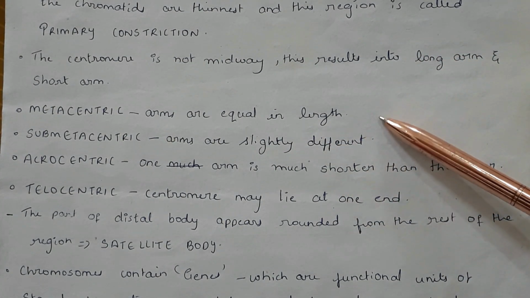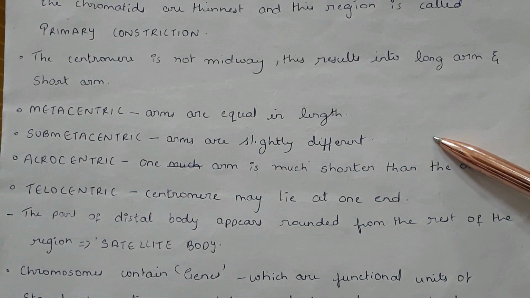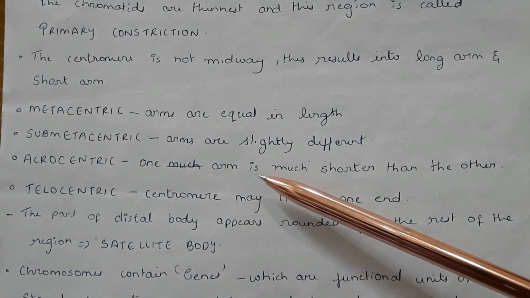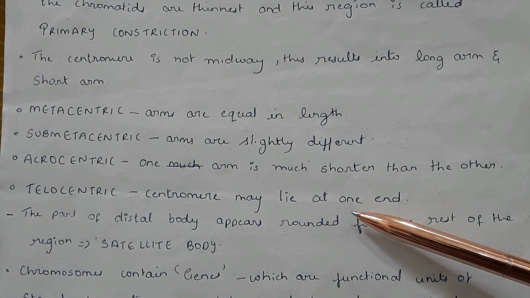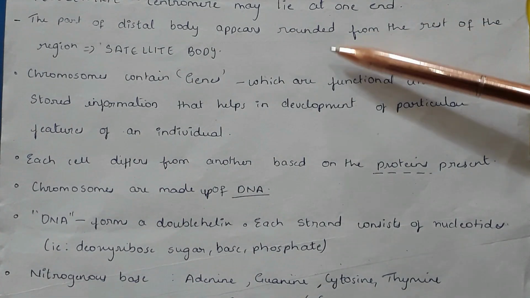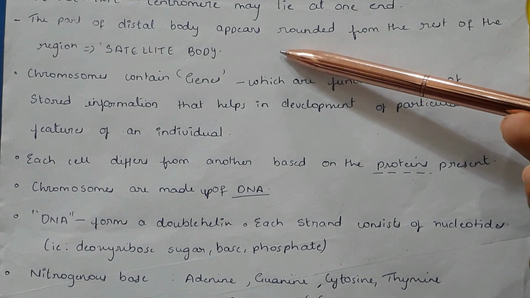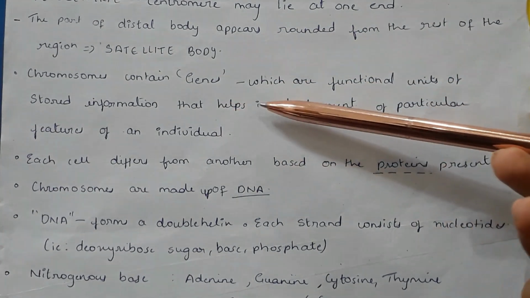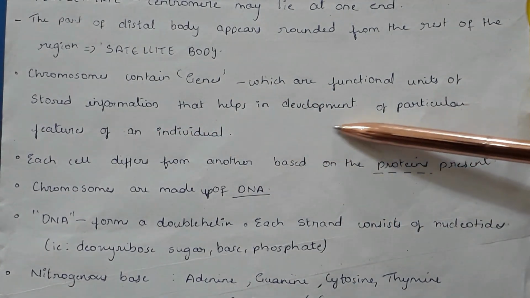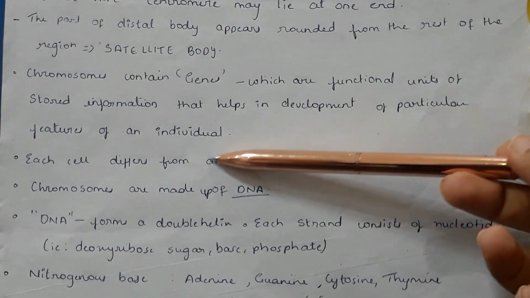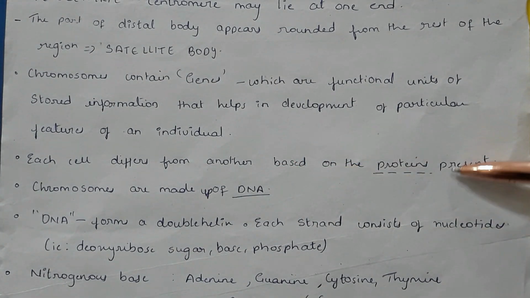Metacentric is when the arms are equal in length. Submetacentric is when the arms are slightly different in length. Acrocentric is when one arm is much shorter than the other. Telocentric is when the centromere lies at one end. The part of the distal body that appears rounded from the rest of the region is called the satellite body. Chromosomes contain genes. Genes are functional units of stored information that help in the development of particular features of an individual. Each cell differs from another based on the proteins present.